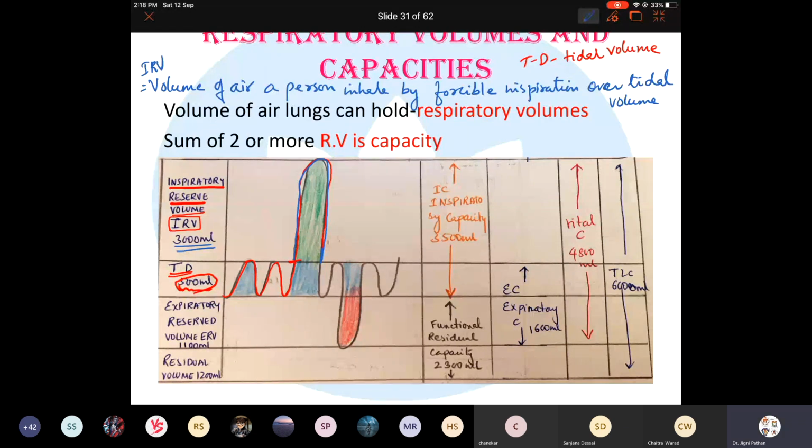3000. The volume is 3000. Ma'am, what is the 3500 ml in the other column? Do not write the other column. When I have not explained it to you, do not write the other column. Okay, one by one. Now I have explained TV and now I have explained IRV.